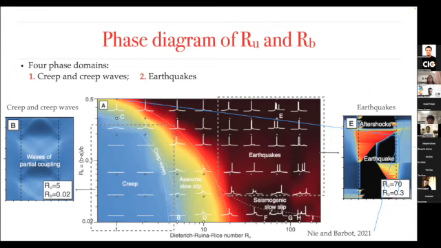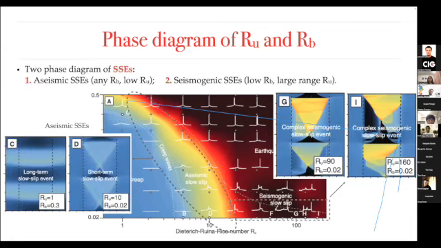The second domain is this big reddish area. The color still means the peak slip velocity. This area is the earthquakes, which we focused on in the previous study. Now we focus on the other two phases of slow slip events. The first one is this banana-shaped yellowish area, which we call aseismic slow slip events.